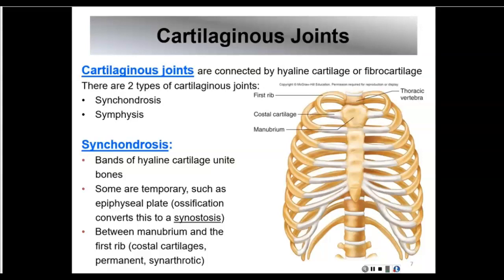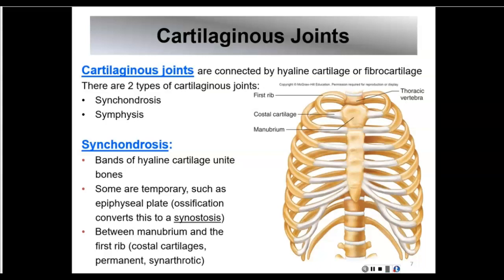Cartilaginous joints are connected by cartilage, typically hyaline cartilage or fibrocartilage. There are two main types of cartilaginous joints: synchondrosis and symphysis. Synchondroses are bands of hyaline cartilage that unite bones. Some are temporary, such as the epiphyseal plate or your growth plate, and some are permanent, like the cartilage between your ribs and your sternum.